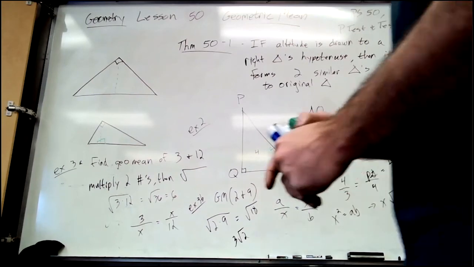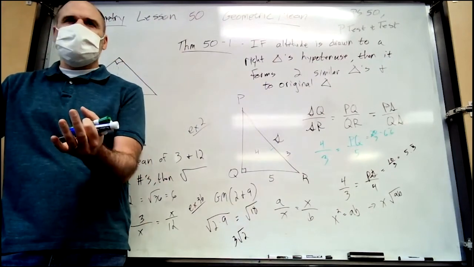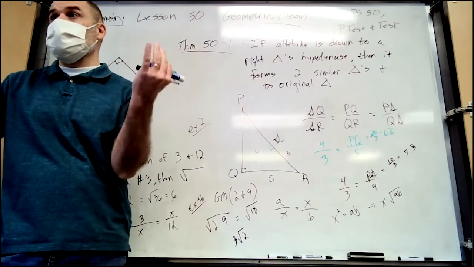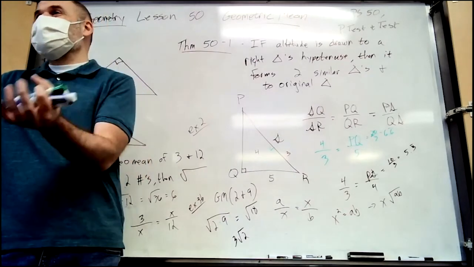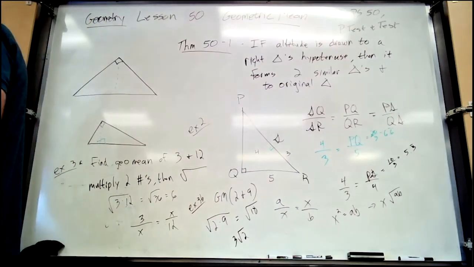So it seems like it's the normal mean on steroids, because you're not adding the 2, you're multiplying the 2. You're not dividing the answer by 2, you're square rooting it. Okay? That's crazy.